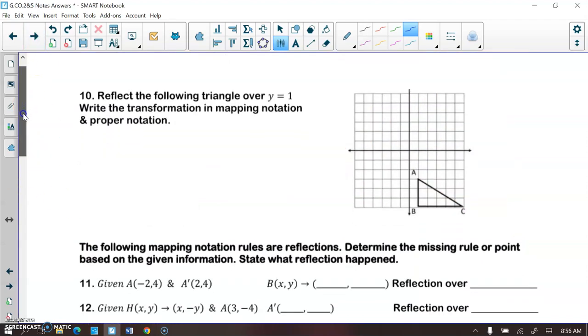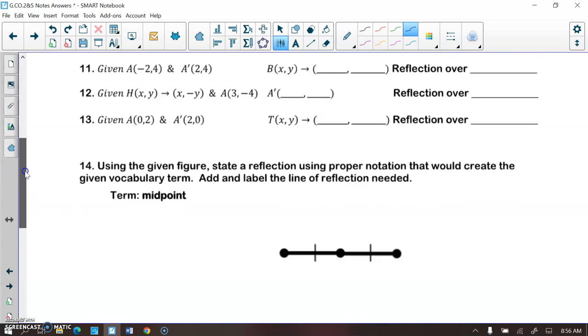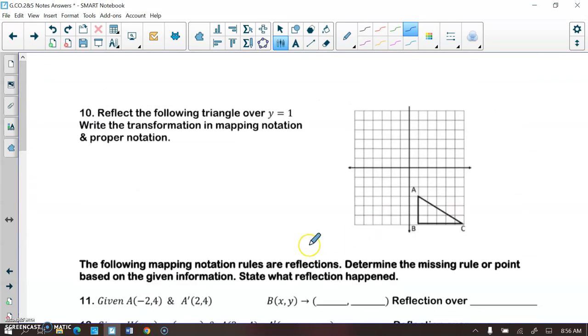All right, so moving on to the next page, we are actually going to save these 3 problems for our next video.